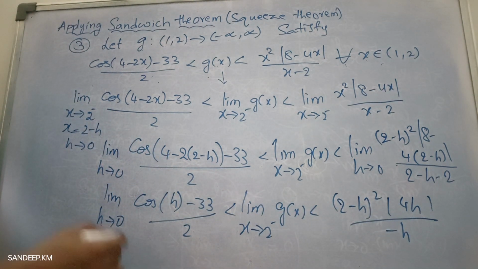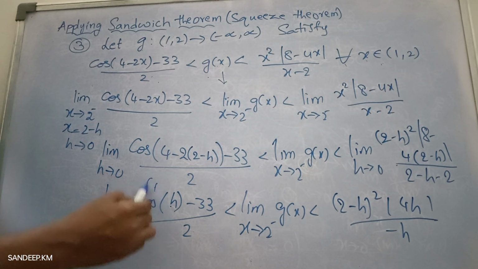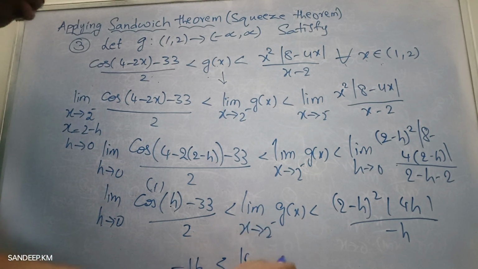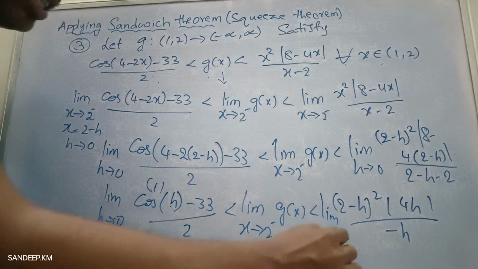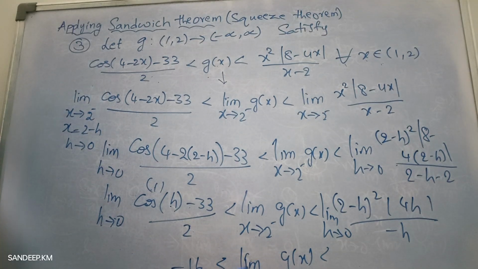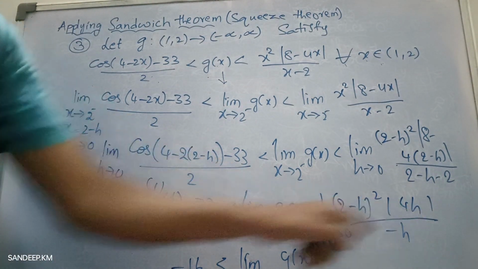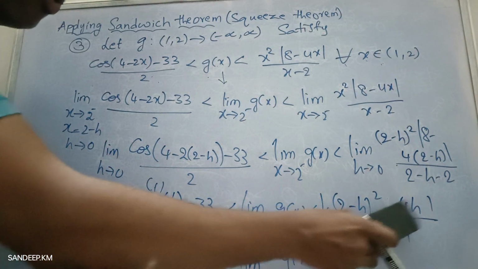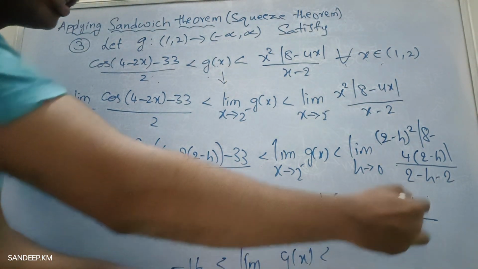Okay now, next, let me substitute h value as 0. When I substitute h value of 0, cos 0 is 1. 1 minus 33 is minus 32, divided by 2 is minus 16, less than limit x approaches 2 minus g of x, less than. Before substituting, what are we supposed to do is modulus of 4h. What is modulus of 4h, dear students? Since h is positive, modulus is not needed for 4h. So h and h will get cancelled.